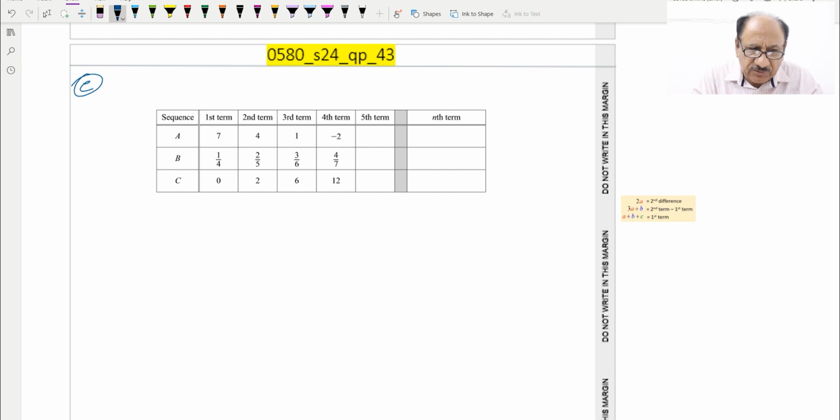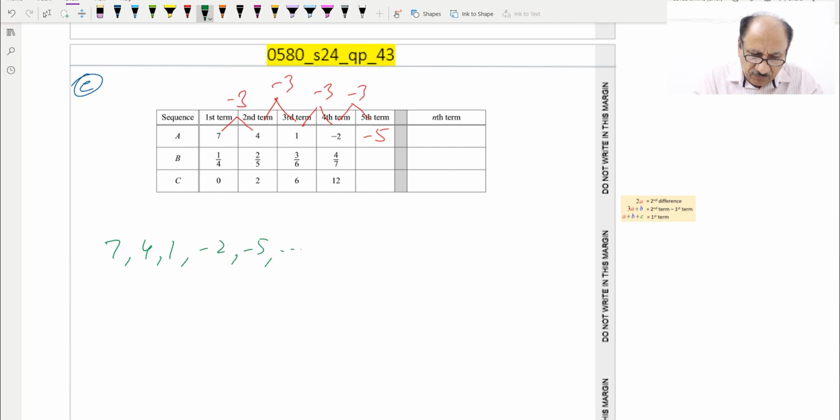If we check the first sequence, from 4 to 7, the difference is minus 3. So we can write here minus 3, then again minus 3 for each step. We are having minus 3. So the next term will be minus 5. This is an arithmetic sequence. For example, 7, 4, 1, minus 2, and minus 5, and so on.